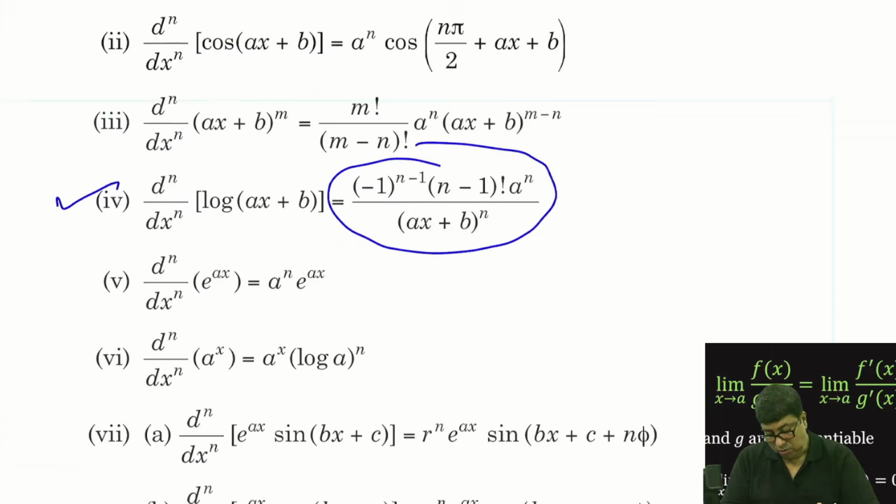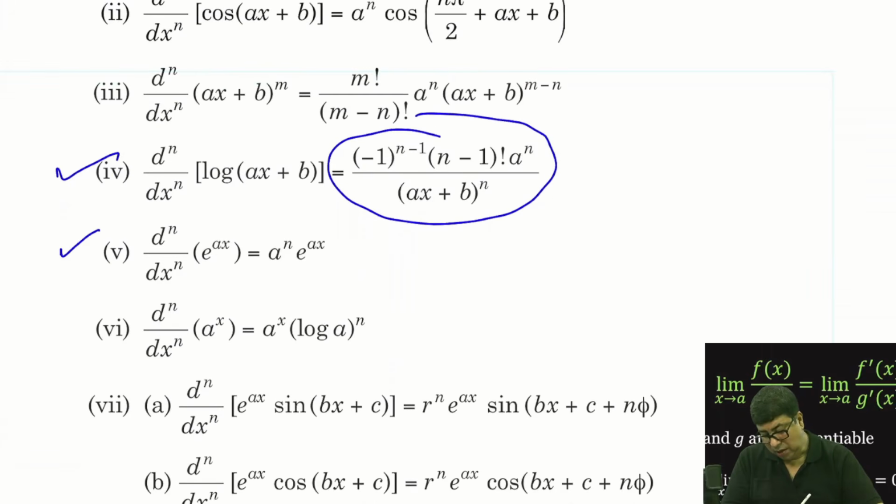Okay, and the nth derivative of e to the power x. The concept is simple: for e to the power x, the first time it is a e to the power x, second time a square e to the power x, third time a cube e to the power x. So everybody, in this way you have to calculate.